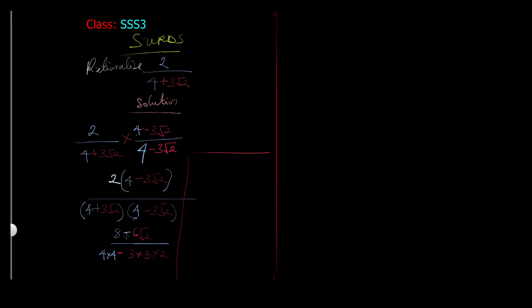So where are we? We are here: 8 minus 6 root 2. Let's write it down first. Is it not meant to be minus here? No, there is no minus here. It is the sign of the square root. Yes, it is the square root. So we write here 8 minus 6 root 2.